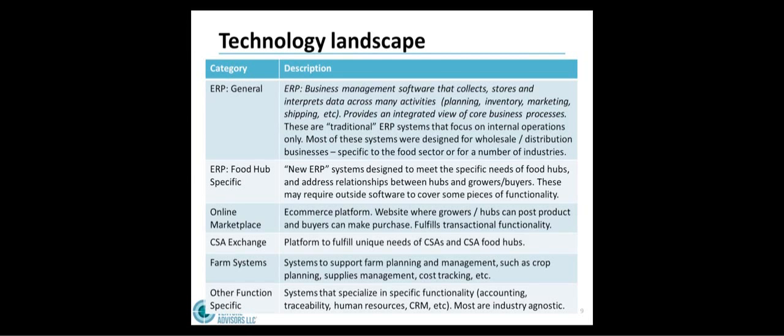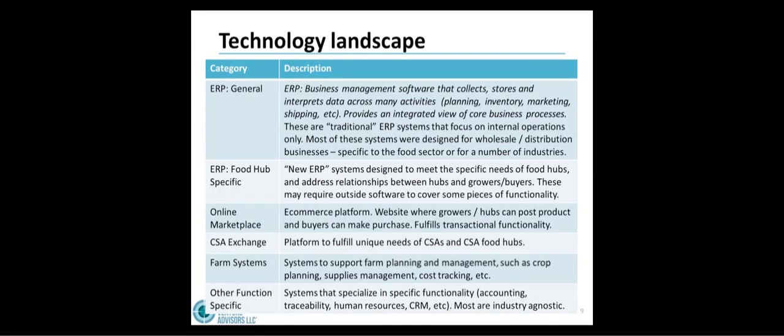So the first is what I'm calling general ERP, and just to reiterate, ERP stands for Enterprise Resource Planning, and it's basically a business management software that collects, stores, and interprets data across many activities within your business. So everything from planning to inventory management to marketing to delivery, shipping, logistics, and all of the data is integrated so they speak to each other rather than having disparate systems to manage each of those elements. When I say ERP general, I'm referring to traditional ERP systems that focus on efficiently managing the internal operations of your business. Many systems out there have been designed for wholesale distribution businesses. Some are specific to the food sector. Some work with a number of different industries.